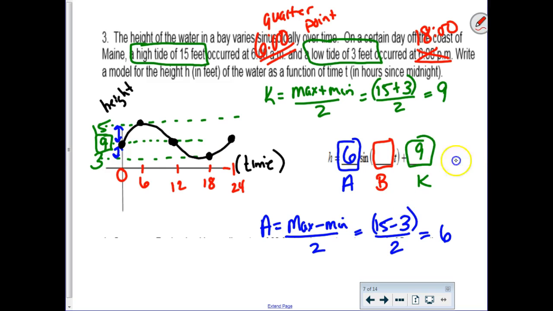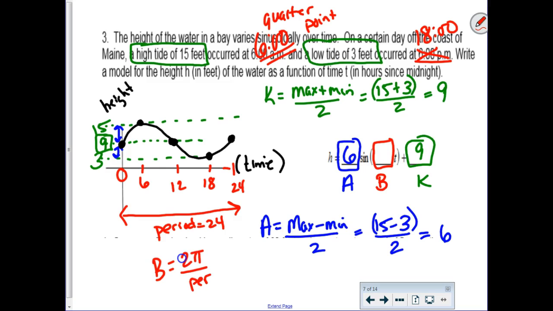The only thing we haven't figured out yet is B. But if I look very carefully at this picture, guys, I know how long it took to get through one complete cycle. The period is 24 hours. So the b value, remember the formula for b is 2 pi divided by period. So if we do that, that's 2 pi divided by 24. Please leave that as a pretty fraction. That is pi over 12. Oh my goodness, gotta sneak that in. Okay, that says pi over 12.